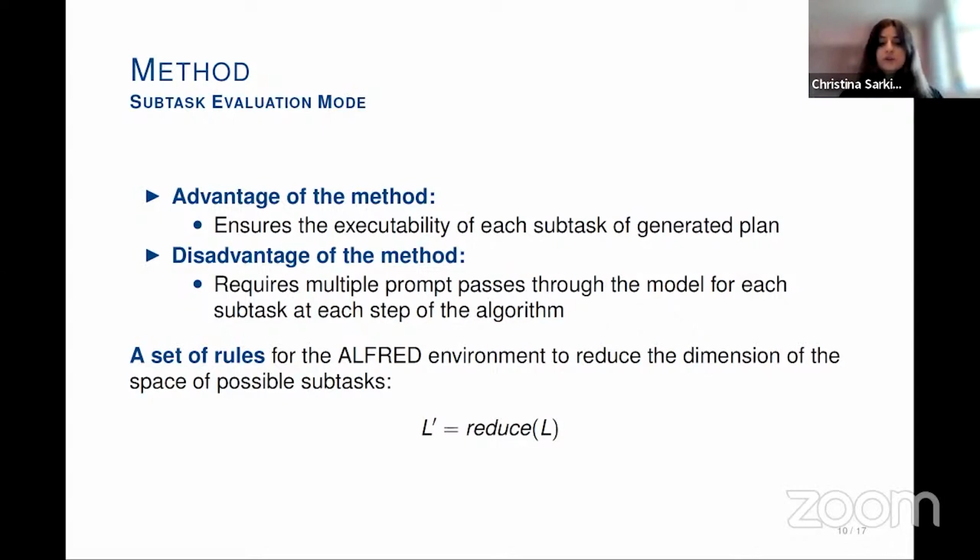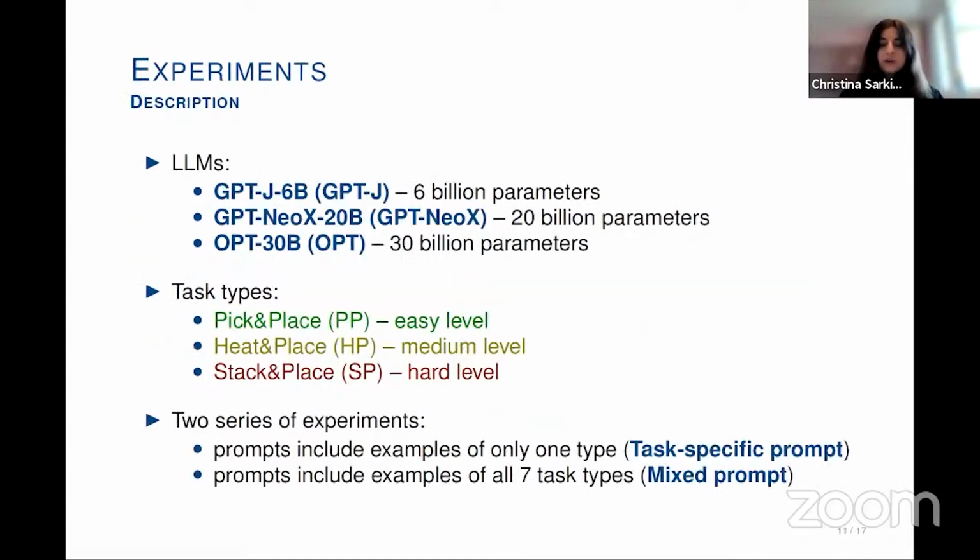To speed up the generation process, we've developed a set of rules for the output environment to reduce the number of possible subtasks at each generation step. As LLMs, we consider three publicly available models. The parameters number varies from 6 billion to 30. For the experiments, we chose 3 alphabet task types of different levels of complexity.